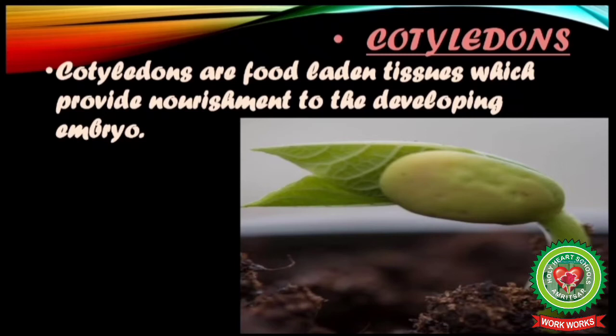If there are two cotyledons, then the seed is known as a dicotyledonous seed, and if only one cotyledon is present, then the seed is known as a monocotyledonous seed.